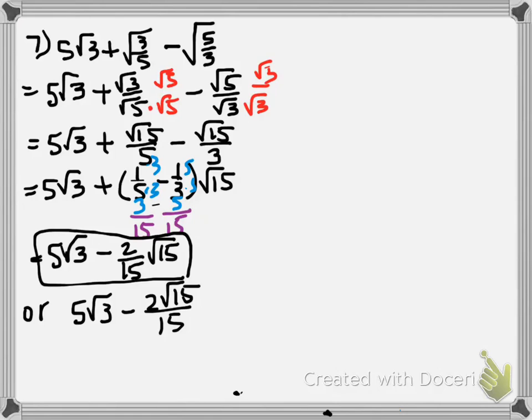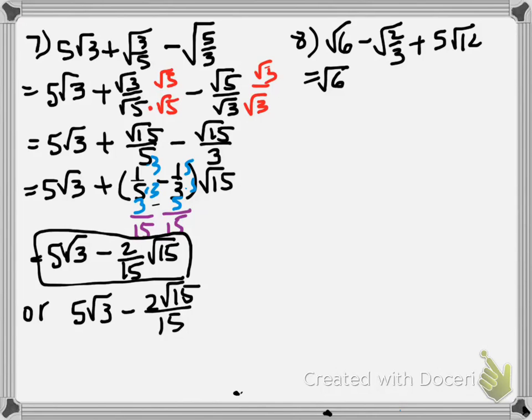I've got one more. I think we can do them right here. And we've got radical 6 minus radical 2/3 plus 5 radical 12. Okay, so we've got a lot of stuff we can work on, except for poor radical 6, nothing we can do to him. For the second guy, we're going to split him into radical 2 over radical 3, and then we're going to clear out or rationalize the denominator by multiplying top and bottom by radical 3.